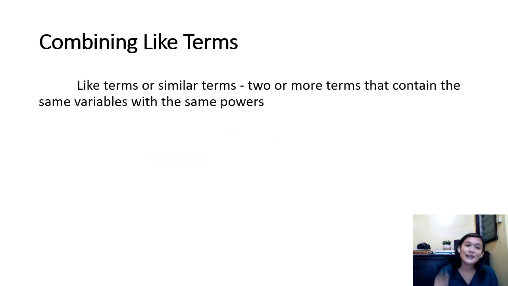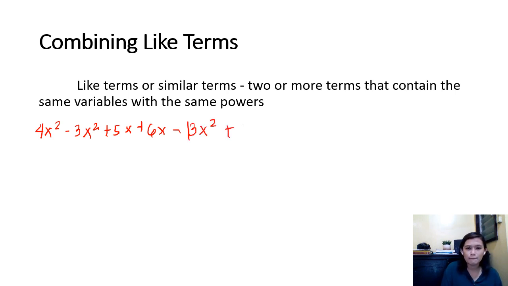So now let's move on to combining like terms. When you say combining like terms, there should be 2 or more terms that contain the same variables, or the same letter with the same exponent or same power. So let's say that we have the values here: 4x squared minus 3x squared plus 5x plus 6x, minus 13x squared plus 14x cubed plus 5x.